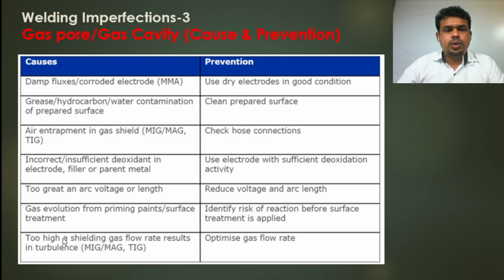Then another is a too high shielding gas flow rate, resulting in turbulence in the MIG, MAG or TIG process. In this process, if the gas flow rate is too high, it can also cause this type of imperfection. So optimize the gas flow rate; the gas flow rate must be controlled. So basically these are the causes and prevention for gas pores or gas cavities. If you have any doubt, you can comment in the comment section, then I will try to explain.